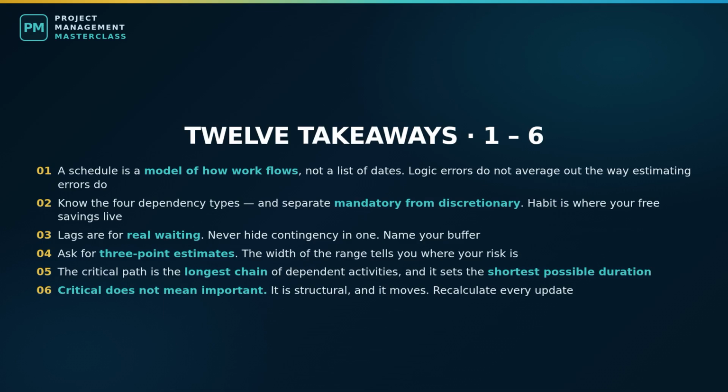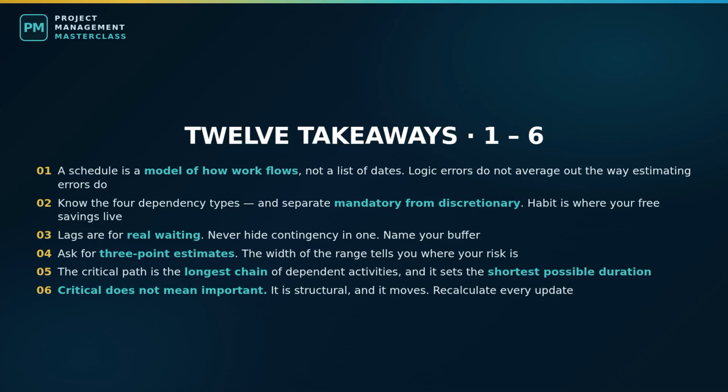3. Lags are for real waiting. Never use one to hide contingency. If you need buffer, name it and put it where people can see it. 4. Ask for 3-point estimates, not single numbers. The range is more valuable than the average because the width of the range tells you where your risk is. 5. The critical path is the longest chain of dependent activities, and it sets the shortest possible duration. Zero float means 1 day of slip equals 1 day of project delay.